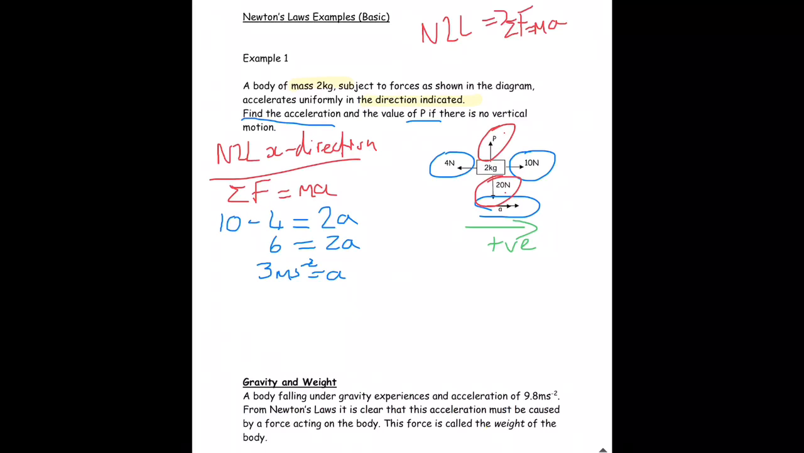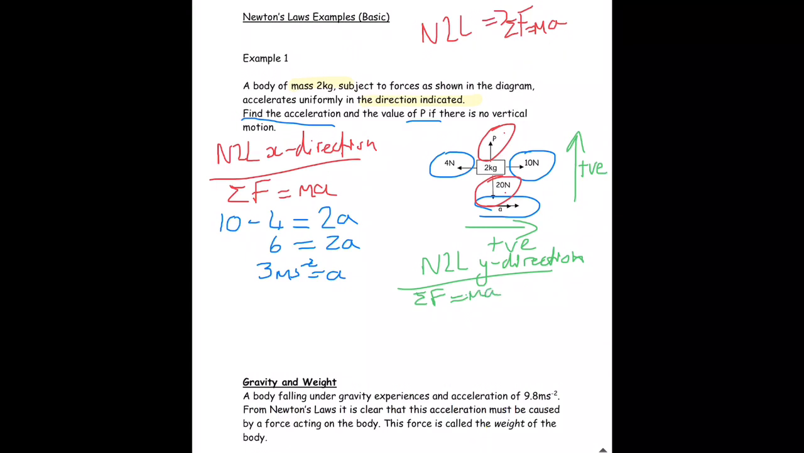Now they also ask us to find the value of that force P. If there's no vertical acceleration, no y direction acceleration, then in that case it doesn't move up or down, so it doesn't really matter which direction you choose as positive. I'll probably choose up as positive, you can equally choose down, it doesn't matter. And then Newton's second law in the y direction, excuse my writing, basically says that the sum of all your forces equals the mass times the acceleration.